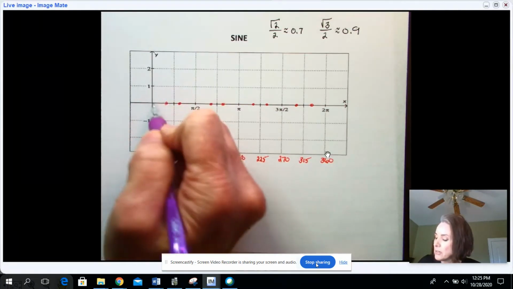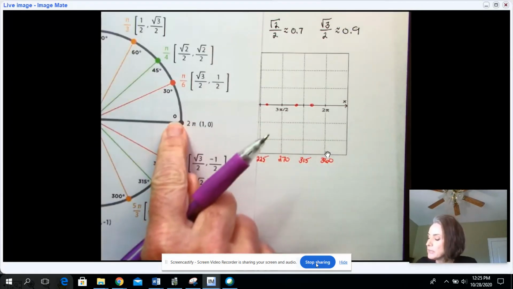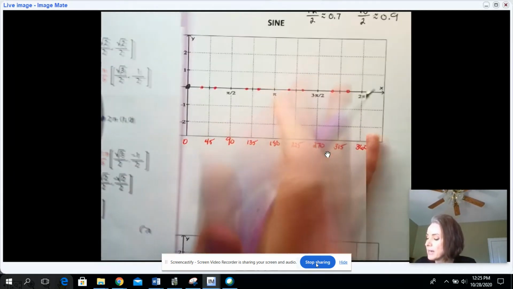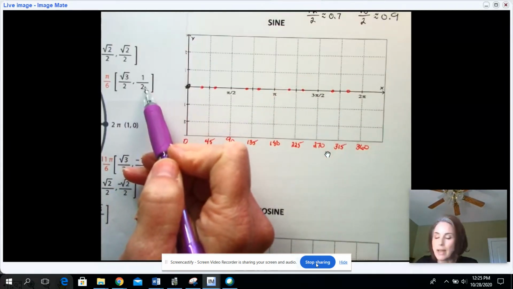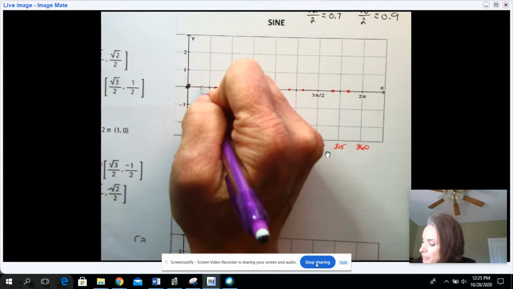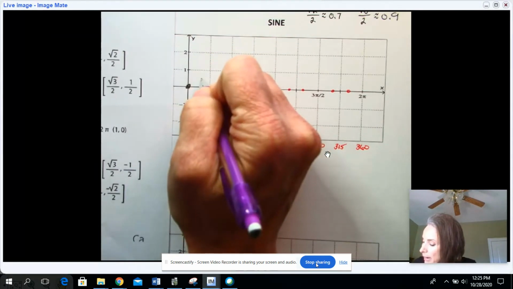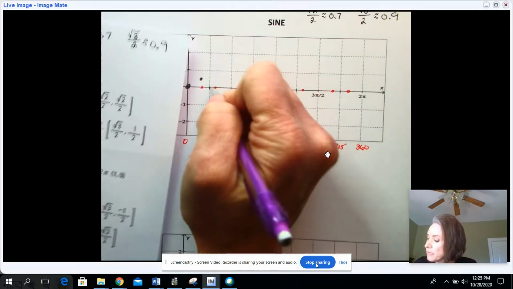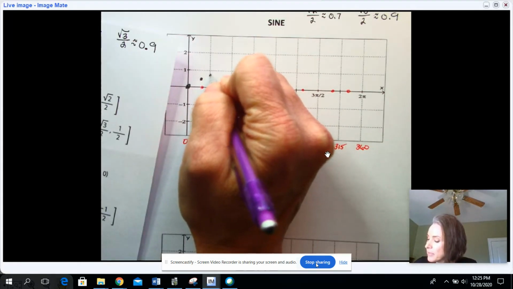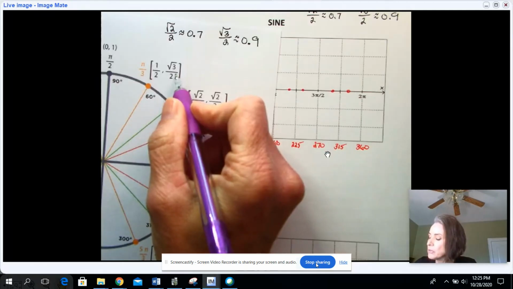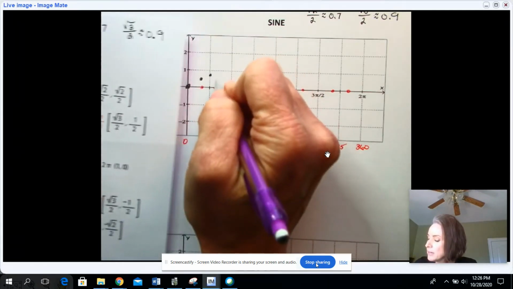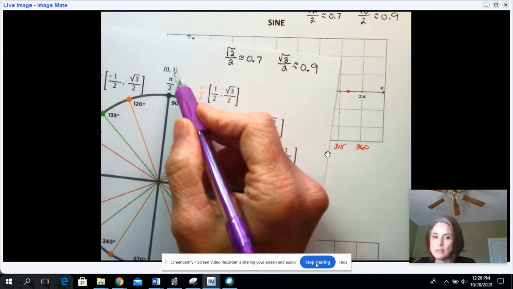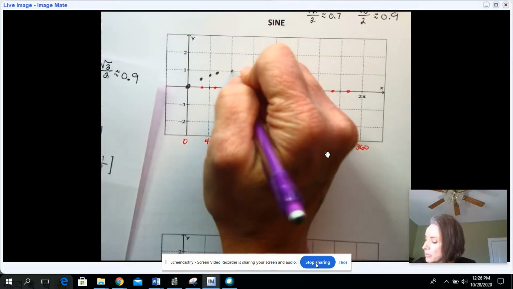So for sine, we're going to start at 0. And if you look, the sine of 0 is 0. So that's where we're going to start. Then we're going to graph the sine of 30 degrees. The sine of 30 degrees is a half. So we're going to go up a half. This is 1, this is 2. The sine of 45 is the square root of 2 over 2, which is 0.7. So at 45, you're going to go up 0.7. And at 60 degrees, it's the square root of 3 over 2, which is approximately 0.9. And then at 90 degrees, the sine is 1. So at 90 degrees, we're going to go up to 1.